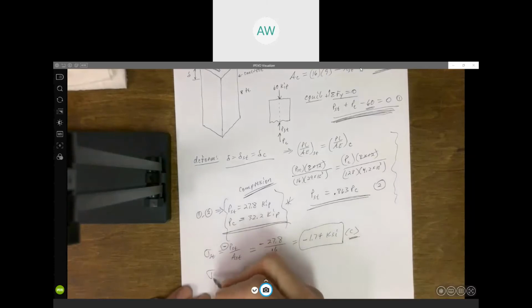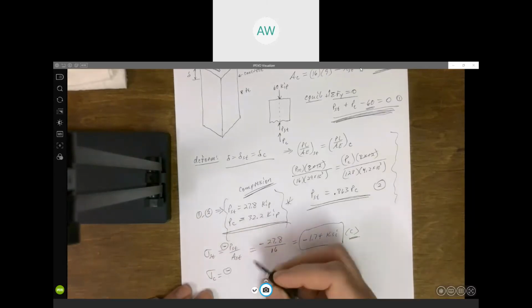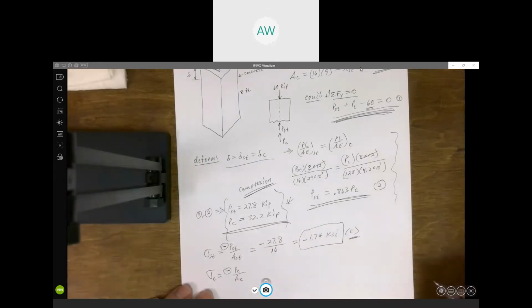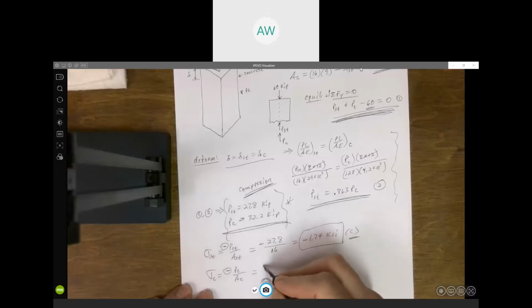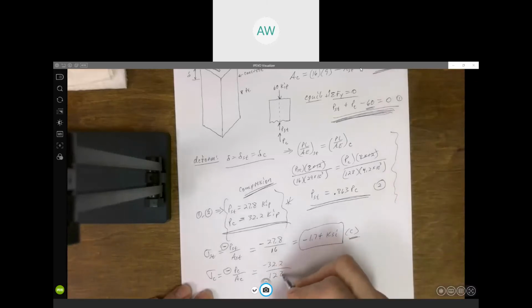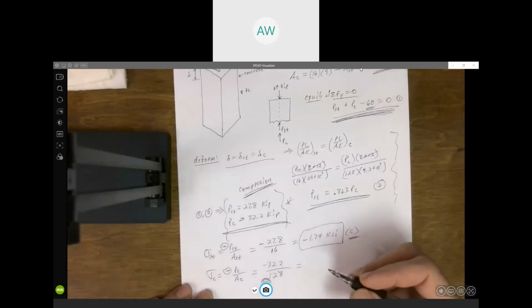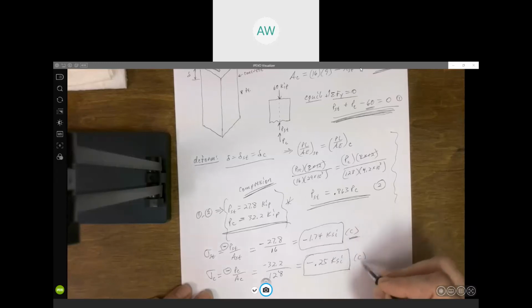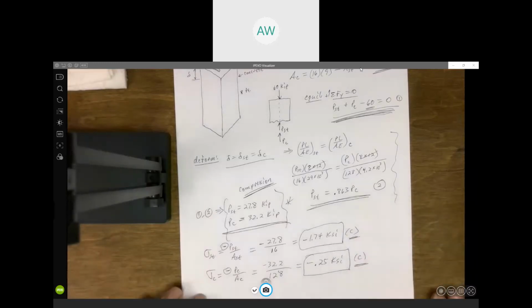And then for the concrete, again, likewise, it's in compression. So I'm going to put the negative there, force in the concrete over the area of the concrete. So 32.2, the area was 128 up there. And where did it go? I got 0.25 ksi. And again, either plus or minus or T and C for tension and compression.